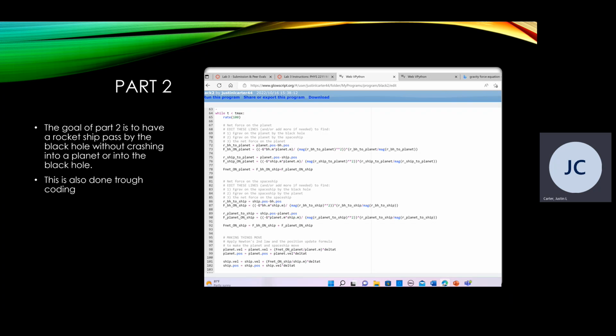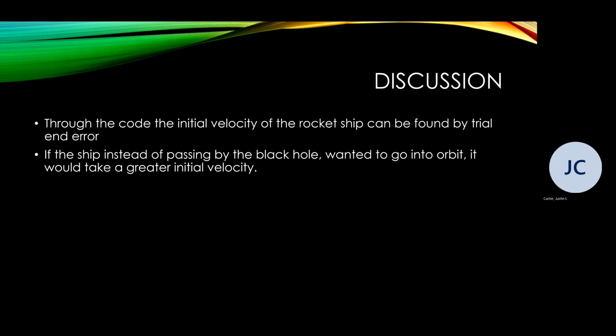And at the end, you would take these forces and you would get the changes in the ship's velocity and position. Once the code is run, it will display whether or not the ship would crash into the black hole or the planet based on the calculated initial velocity. Through the code, I found the initial velocity of the rocket ship through trial and error.